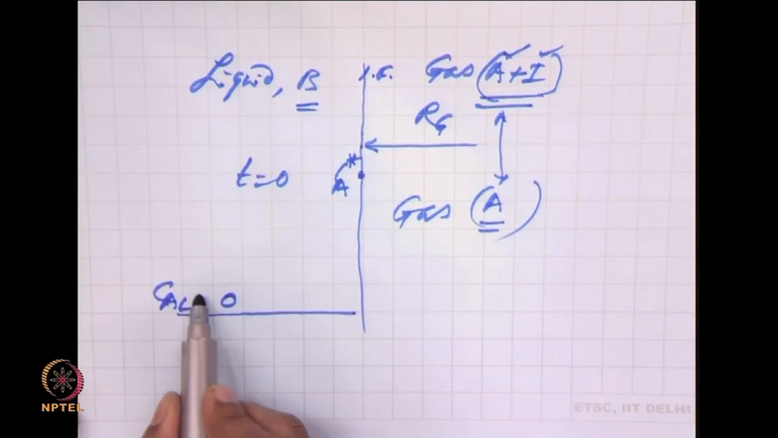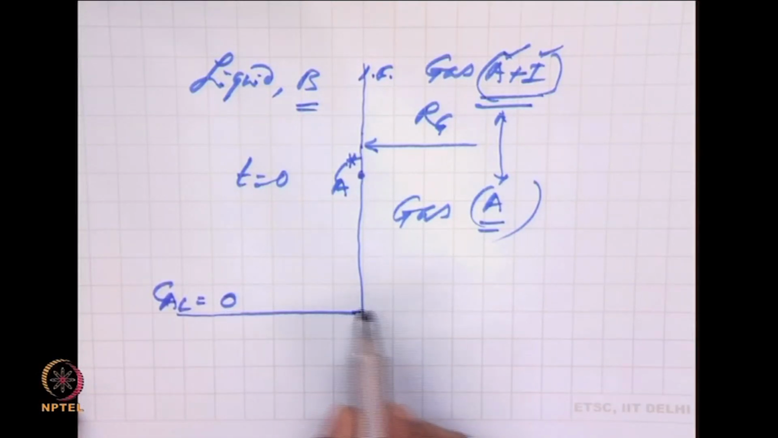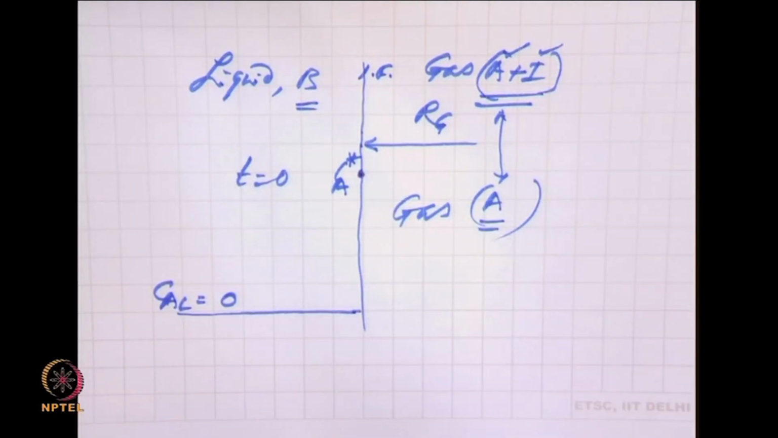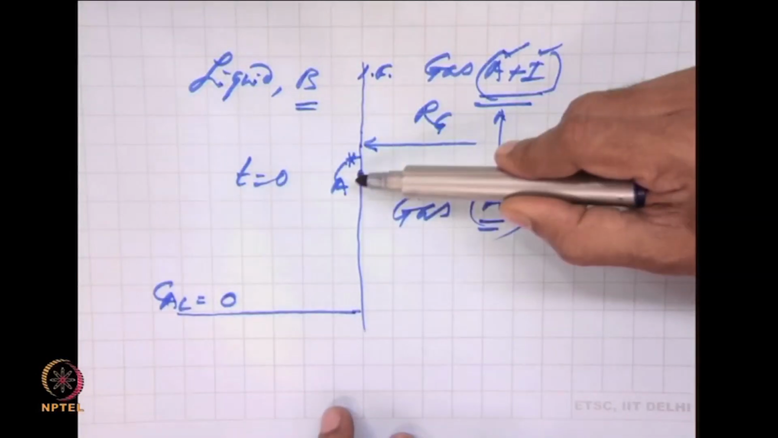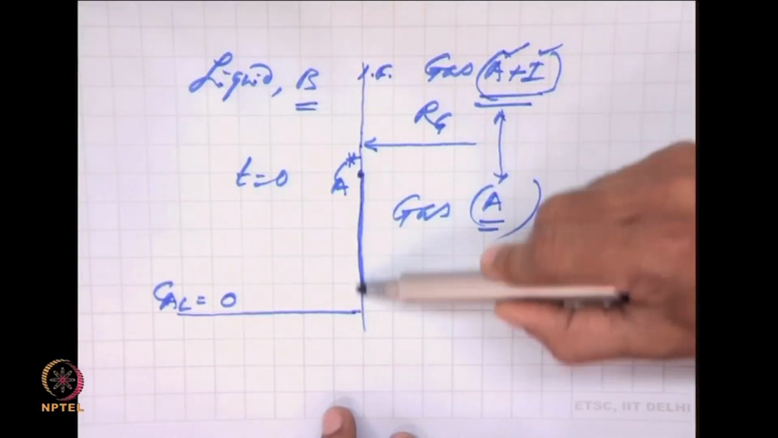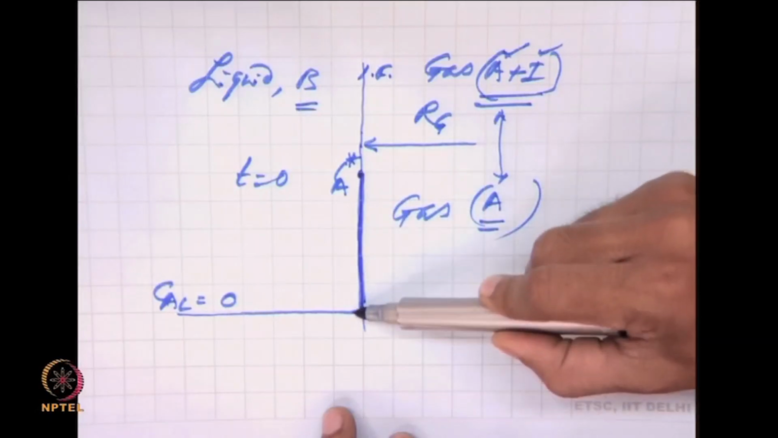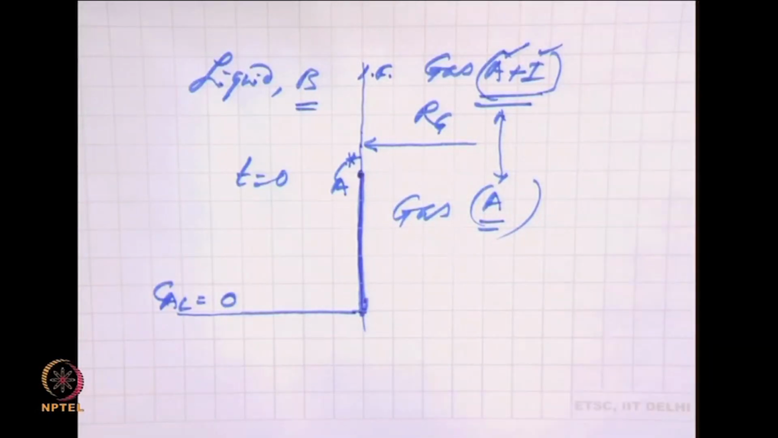C A in the liquid is 0 everywhere except at the interface. At the interface it is a finite saturation value, which means if you are looking at the concentration profile, you see now here that the concentration of A is becoming 0 within no distance. From C A star, it is dropping to 0 within no distance, visualizing the interface as just a geometrical plane.